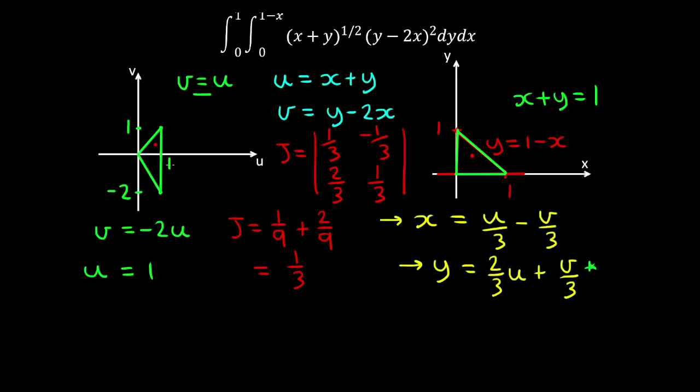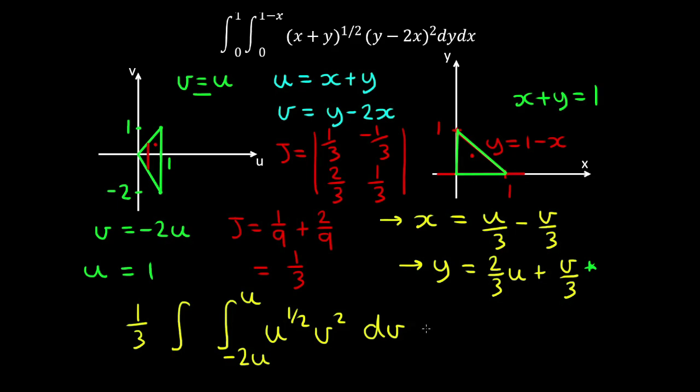And what we'll do is integrate over v first, so we don't need to evaluate the integral piecewise. So we have the double integral of our function where we make the substitution u and v. So we have u to the half by v squared multiplied by the Jacobian, and we integrate over v first, from v equals minus 2u to v equals u, and then over u from u equals 0 to 1.